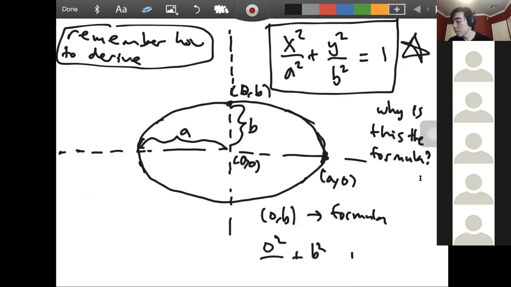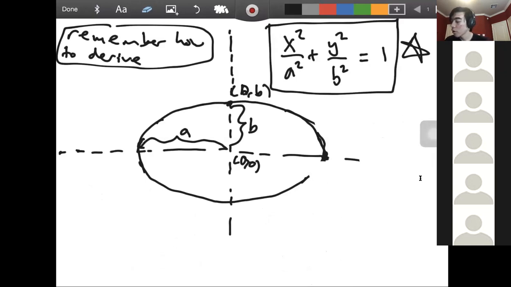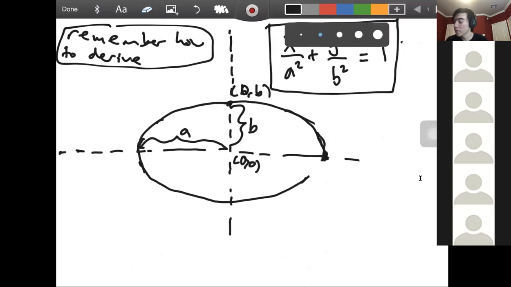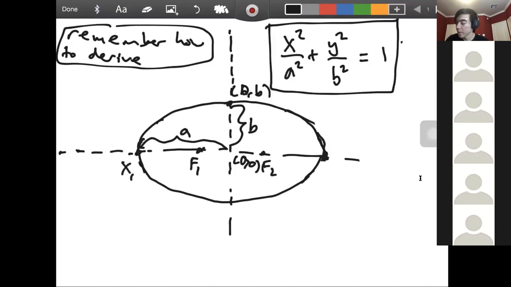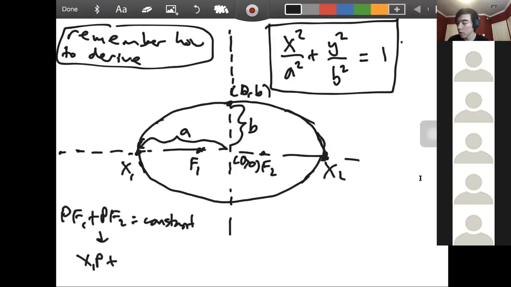So there's actually more stuff about a and b we can learn. For example, when we know a and b, where's the focus? Where's the directrix? Well, we can actually find them in terms of a and b. The way we're going to do so is, if we mark focus 1 and focus 2, and we mark the x-intercepts as x1, x2, we know that PF1 plus PF2 is a constant for all points on the ellipse. So if you plug x1 into this, you get x1F1 plus x1F2 is the constant.